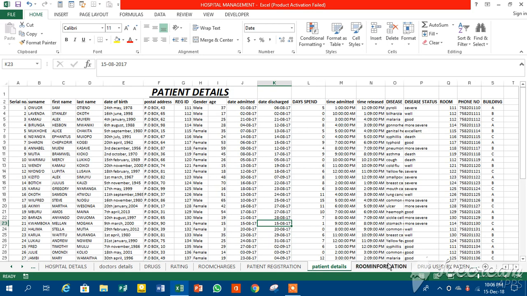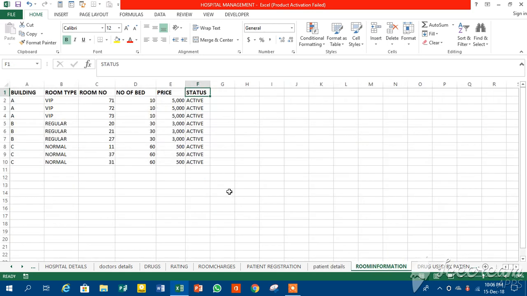We go to our next sheet, which is the sheet of room information. Now, in this sheet, our clinic, that is our hospital, has different types of buildings. That is, it has building A, building B, and building C. And in these buildings, we have different room types, ranging from the VIP rooms, the regular rooms, and the normal rooms. The room types are based according to the living standards of the patients who come to our hospital.